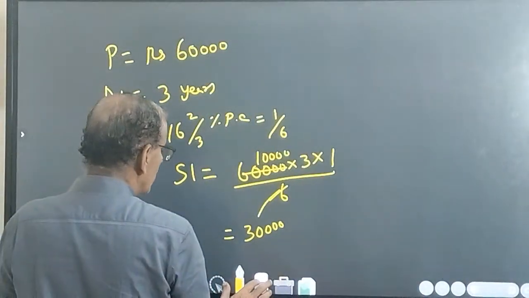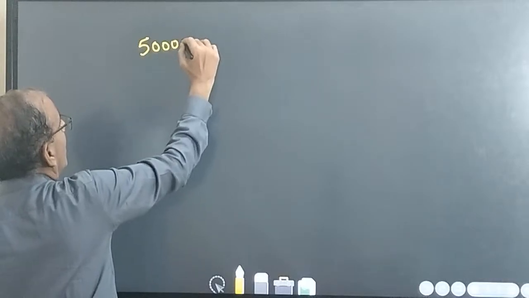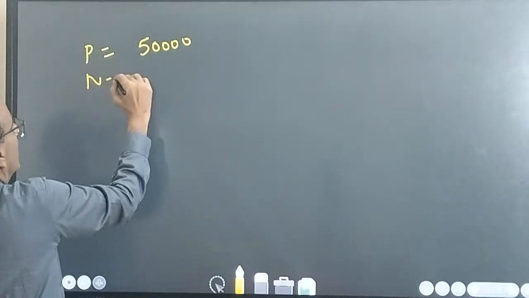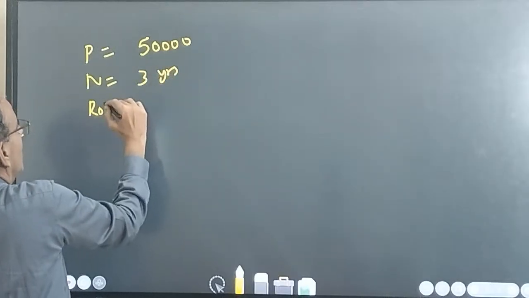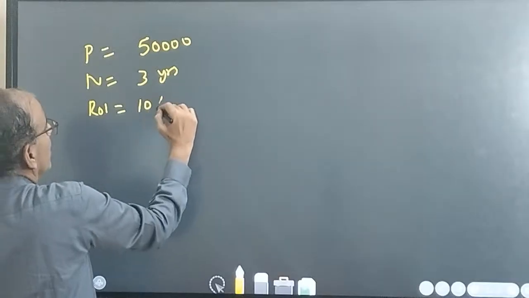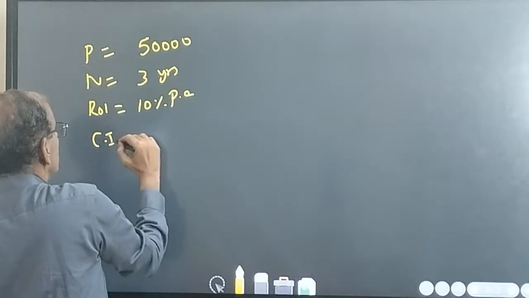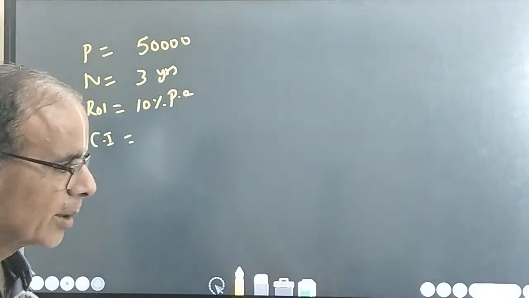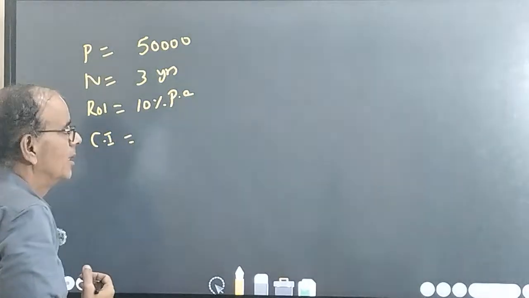Suppose it is a compound interest question, how can I do it? Principal is 50,000, N 3 years, rate of interest, let us say 10% per annum. Suppose they are asking what is the compound interest. For compound interest, there is a complicated formula: A is equal to P into 1 plus R by 100 whole to the power N. That is a very lengthy formula.